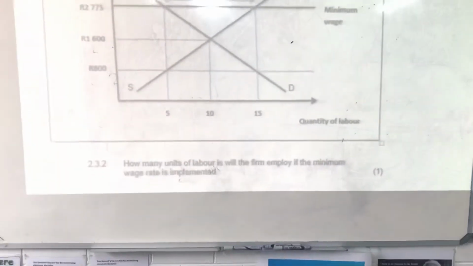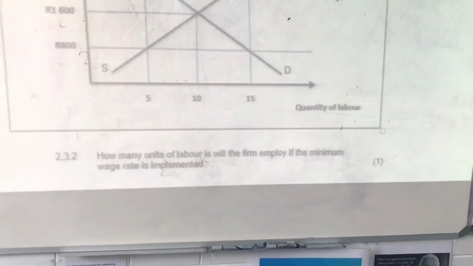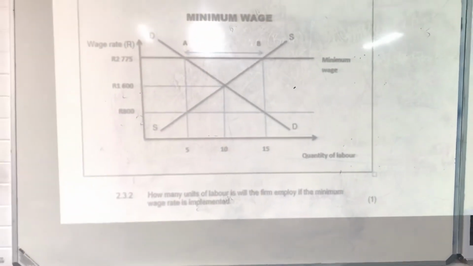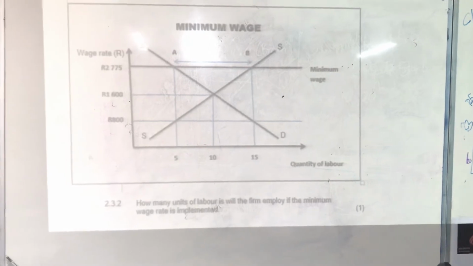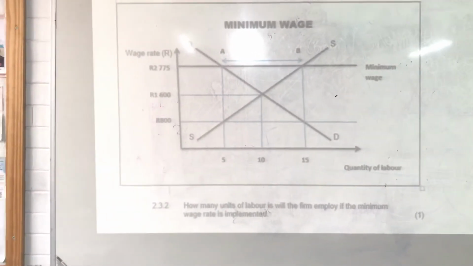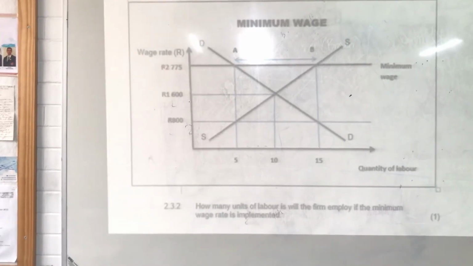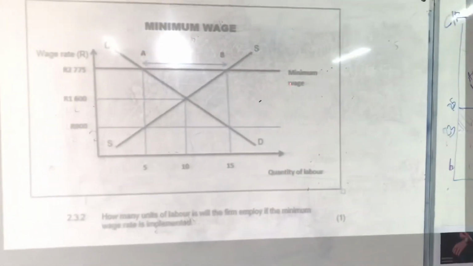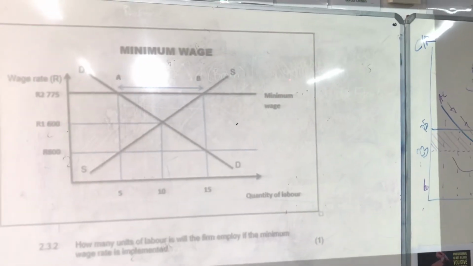All right, second question. How many units of labor will the firm employ if the minimum wage rate is implemented? So let's say government comes through and says, listen, you have to implement minimum wage. You are no longer paying the employees 1,600 Rand. You must now pay them 2,775, which is the minimum wage. As you can see there, right? So the question is, how many units of labor will the firm employ?